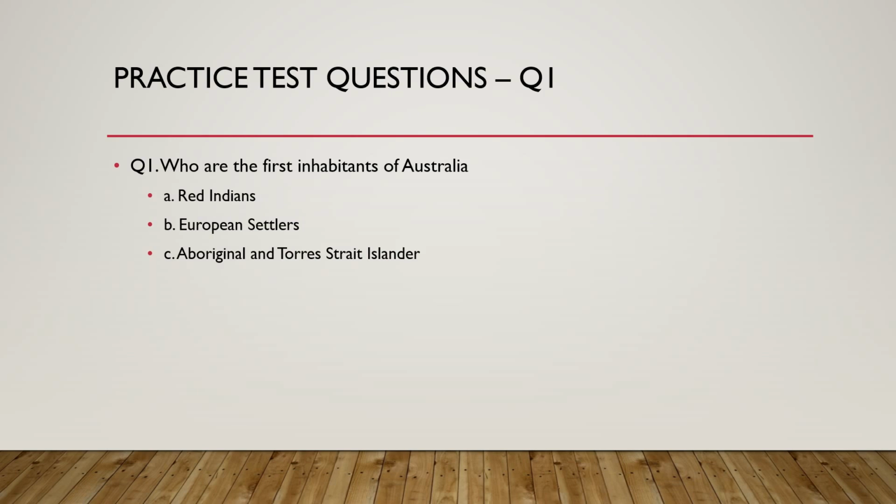Okay, so here are some questions I have created after going through the reading material. Hope it will benefit you as well. So, who were the first inhabitants of Australia? Is it the Red Indians, European settlers, the Aboriginals, or the Torres Strait Islanders? So yes, the answer is C, Aboriginal and Torres Strait Islander.